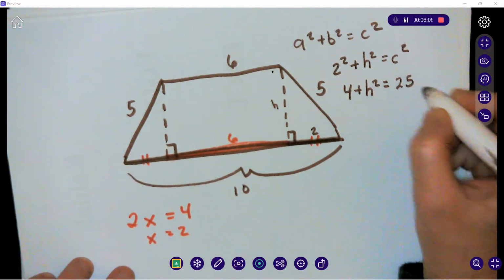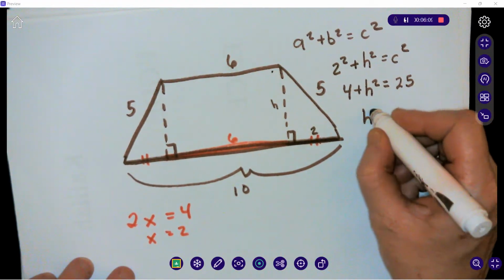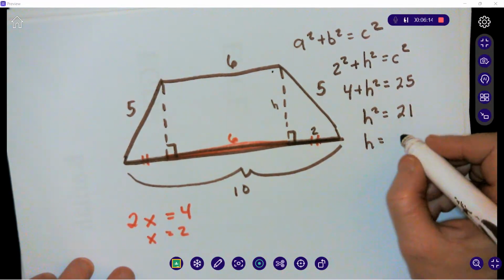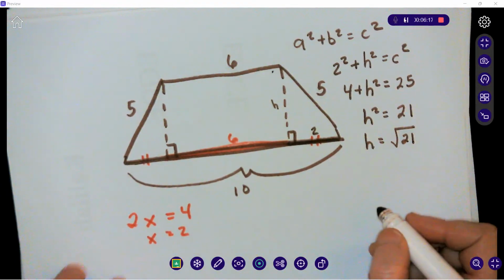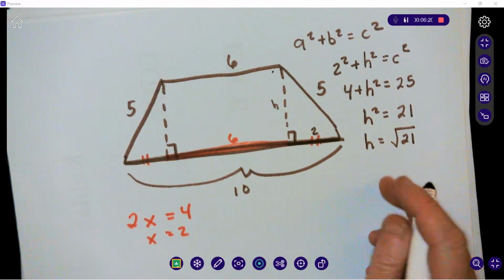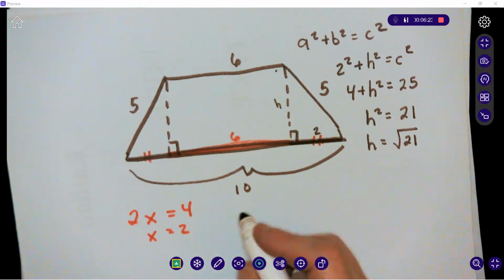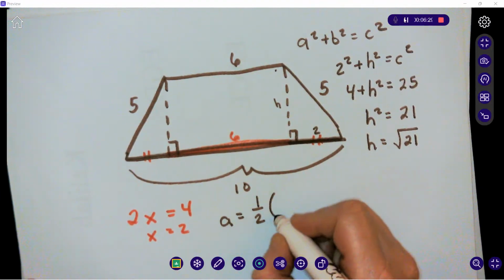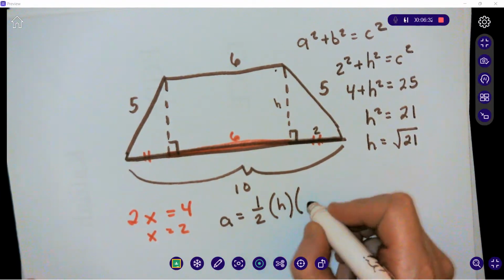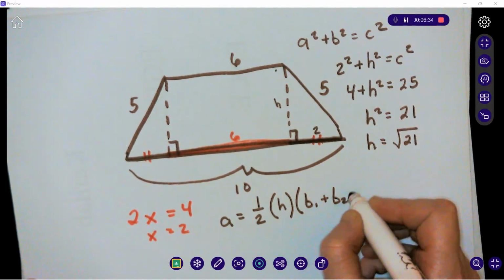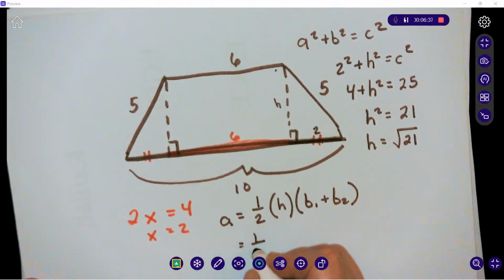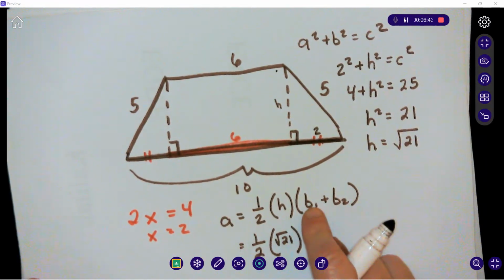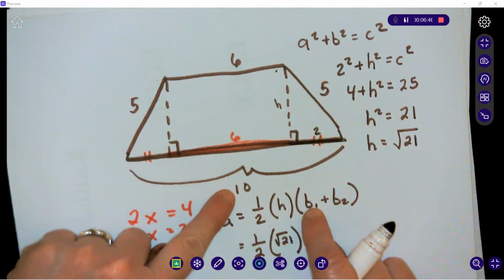is 25. We subtract 4 from both sides. That means that our height squared equals 21. So the length of our height, we take the square root of each side, is the square root of 21. Now we have enough information to figure out the area of this trapezoid. You have to recall that the area equals 1/2 times the height times the sum of the two bases. So we have 1/2 times the height, which is the square root of 21, times the base. Remember, it's this piece right here, 10 plus 6.